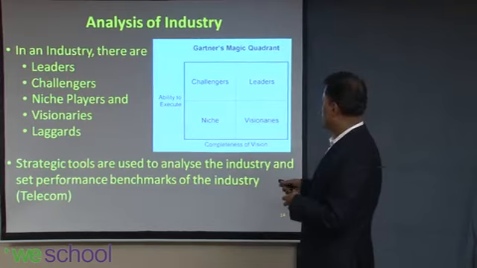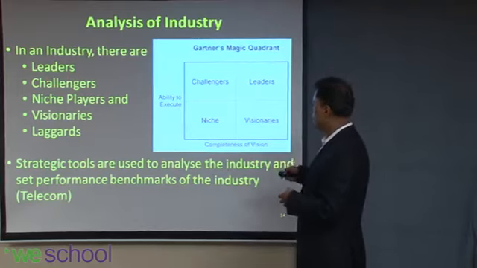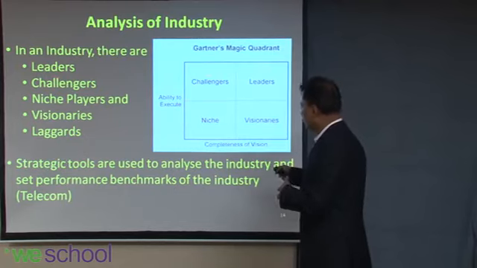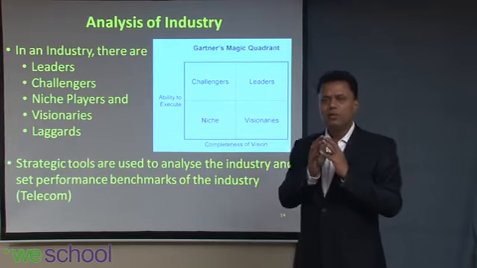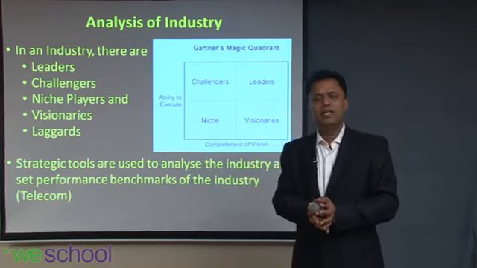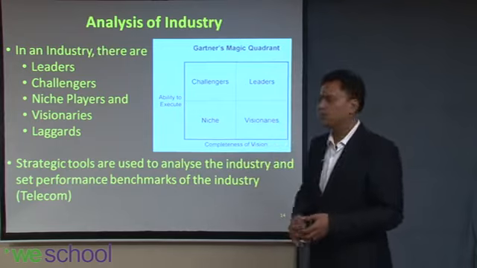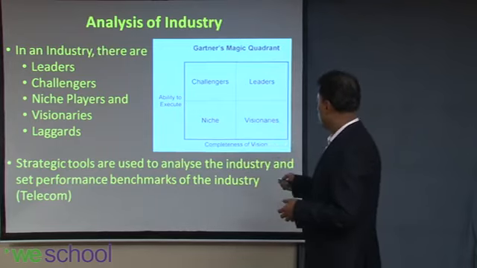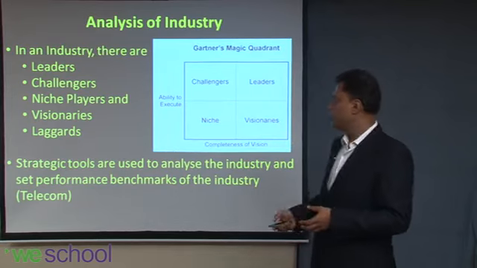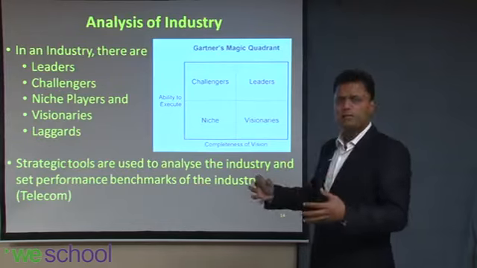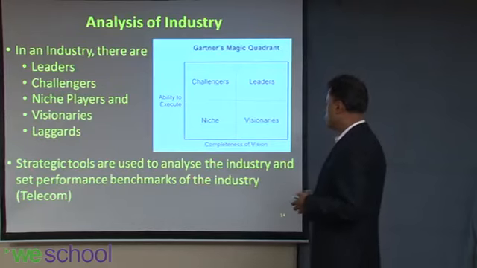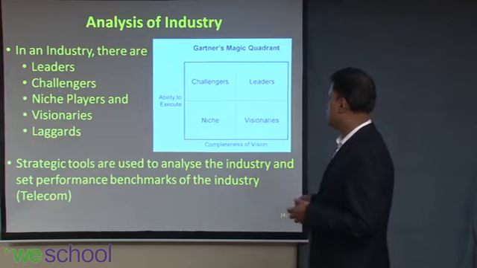Any organization getting into a particular industry has to map it. Where do I fit in now? Do I belong here? Or do I belong here? That will give you an idea of the areas you need to really focus on in terms of developing capabilities, whether the ability to execute or you need to work on your vision, mission and strategy. So that is the first starting point of the strategic management process. Strategic tools are used to analyze the industry and set performance benchmarks for the industry.